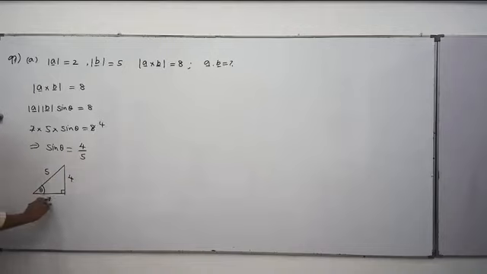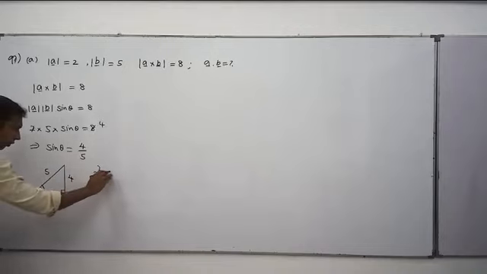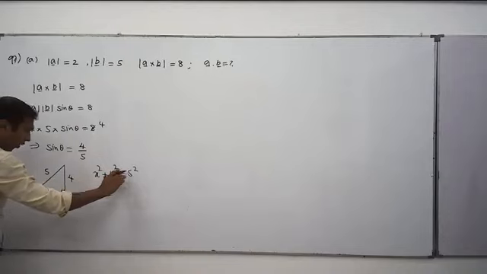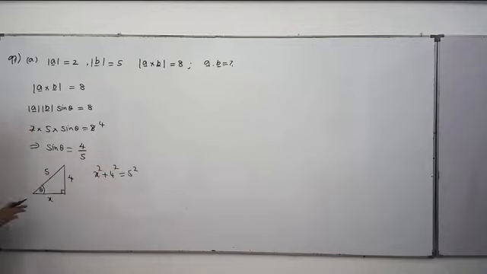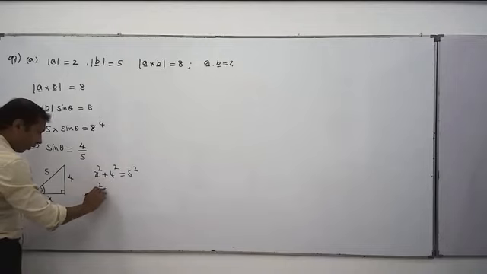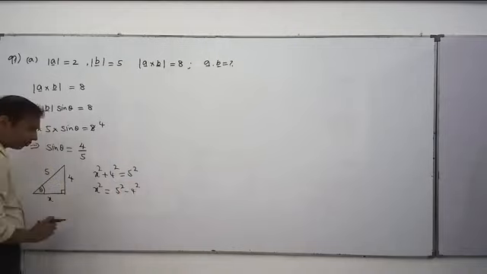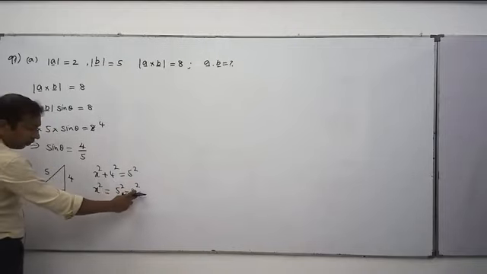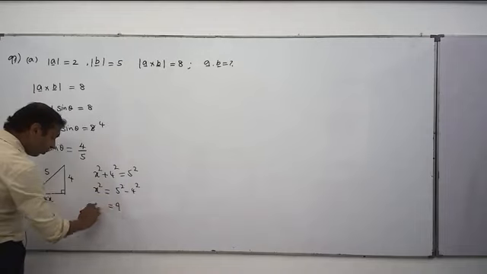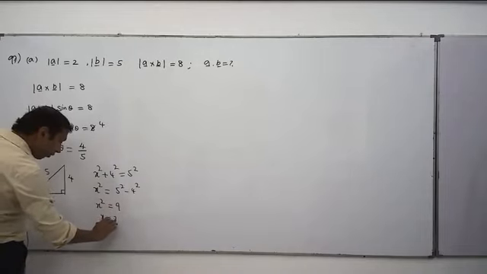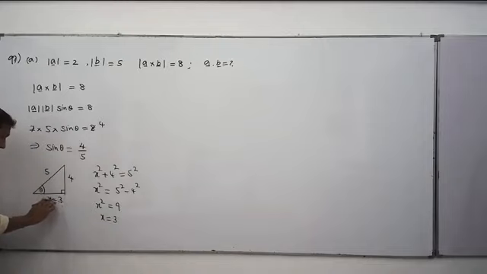If you take this to be x, x squared plus 4 squared is equal to 5 squared by the Pythagoras theorem. Then you can take it to the right hand side, 5 squared minus 4 squared. This is 25, this is 16, this is 9 therefore, people. Then x is 3. This is 3. Now you can write cos theta. Cos theta means adjacent side 3 divided by hypotenuse 5.